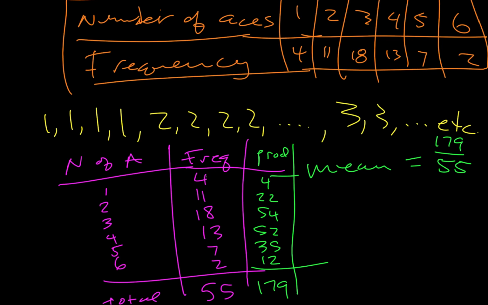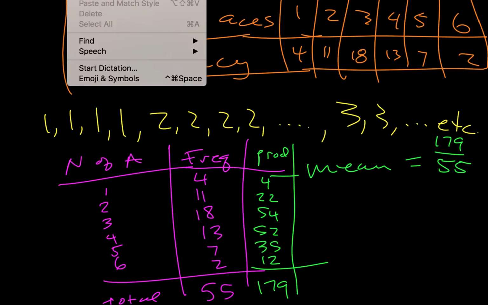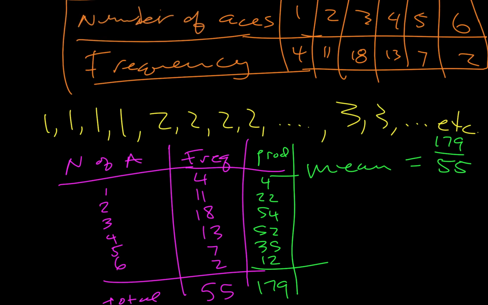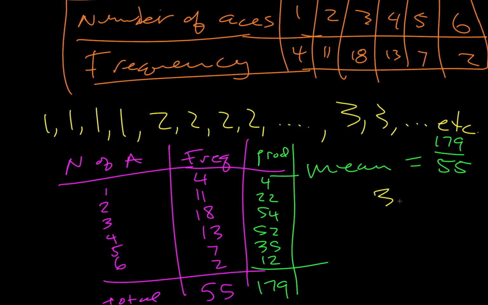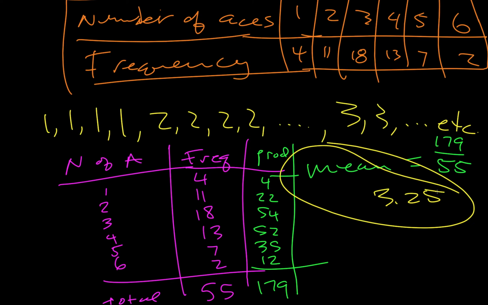Because what this is saying is we had 4 people who got 1 ace, so that totals 4 aces. And then we had 11 people that got 2 aces, so that's a total of 22 aces. 18 people got 3 aces, so that's 54 aces. We want to know the total number of aces, and that's what this 179 is. So 179 divided by 55 is 3.25. So the mean is 3.25 aces.